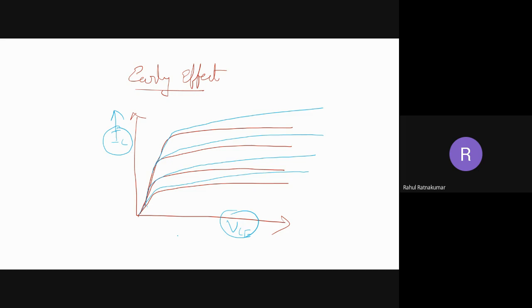Now why does this happen? This is the question. We have to go to the structure of the BJT or NPN transistor to understand why this slight change in the current is happening. Let's see the structure of the transistor here. This is the emitter, the base, very light, and the collector. Now we have the transistor in the active region.